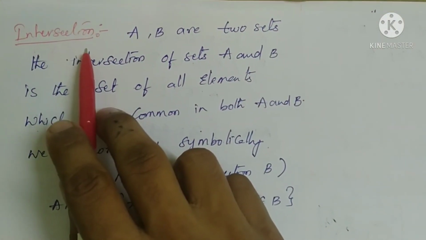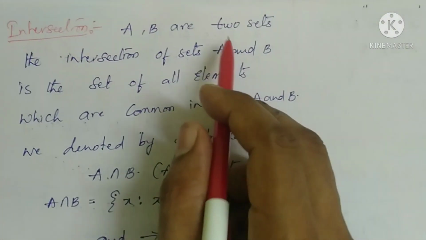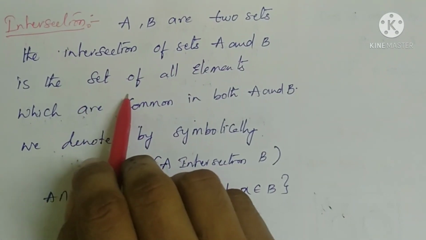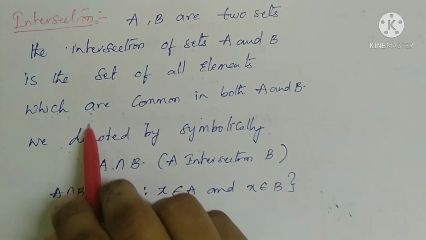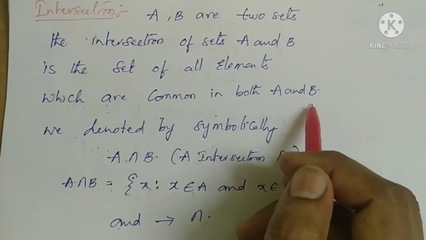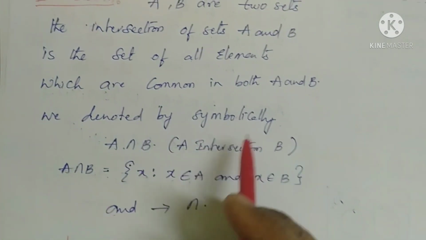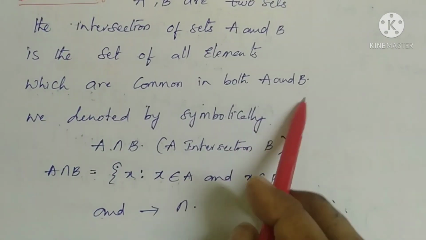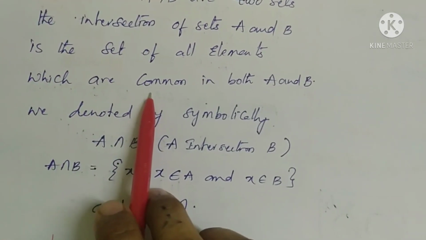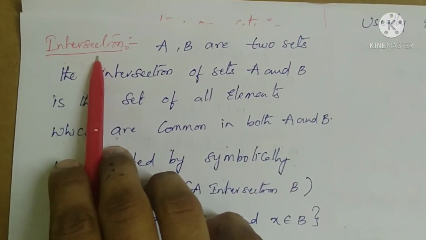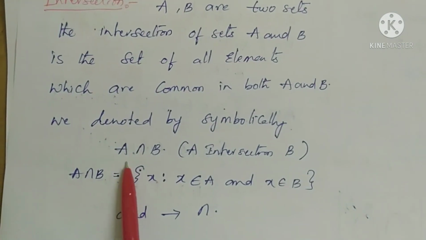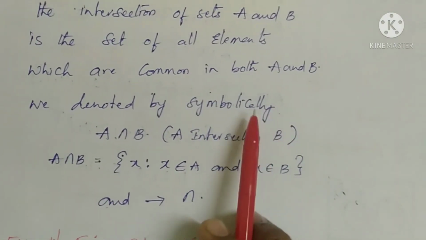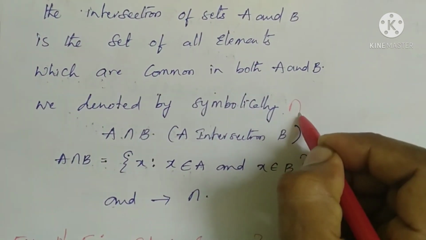Next one, intersection. If A, B are two sets, the intersection of sets A and B is the set of all elements which are common in both A and B. We denote it by the symbol A intersection B. This type of set is called the intersection of A and B, read as A intersection B.